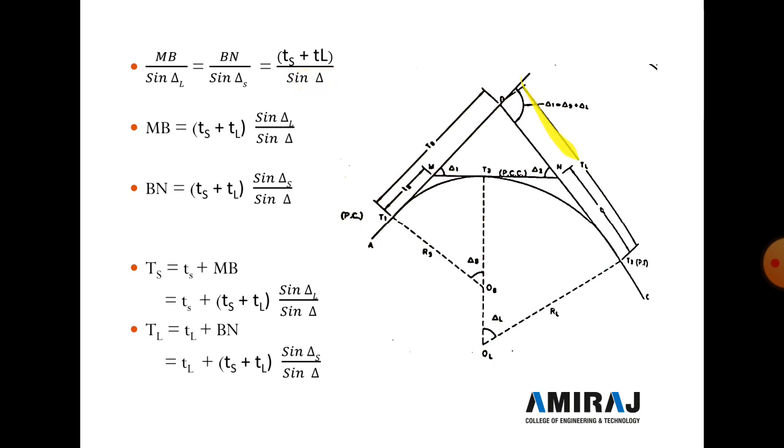Similarly, the value of BN is equal to (ts plus tl) sine delta S divided by sine delta. Now capital TS, the total tangent length, is ts plus MB, so we put the value of MB here. Then capital TL is small tl plus BN, this distance. The BN value we already found here. So TL is tl plus (ts plus tl) sine delta S divided by sine delta.